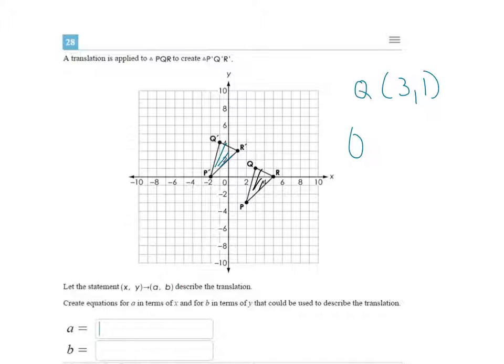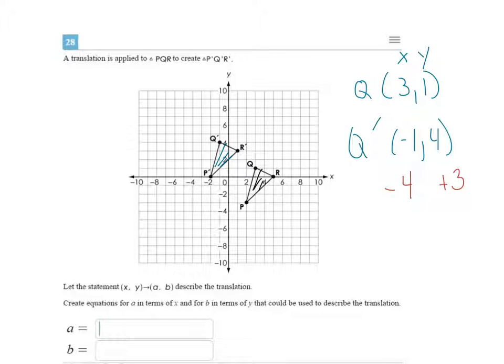And so we move Q to Q prime. So this could be my X and Y, and then my A and B where I'm going. So Q prime is at (-1, 4). So you can see the x value from 3 to -1 has gone down 4. And 1, which was the y value, has gone up 3.